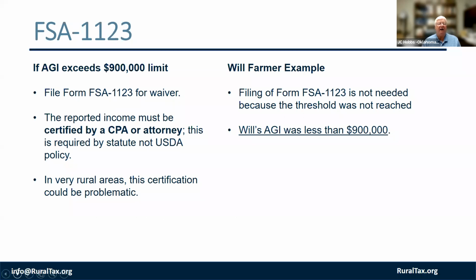In very rural areas, it could be kind of problematic to get a certified CPA or attorney. You may have to travel a ways to get that done, but it is very well worth it. In Will's example, the farmer example, we didn't need the 1123, because we never reached that adjusted gross income threshold. His adjusted gross income was well below the 900,000.